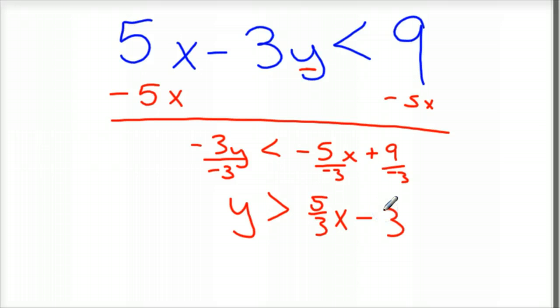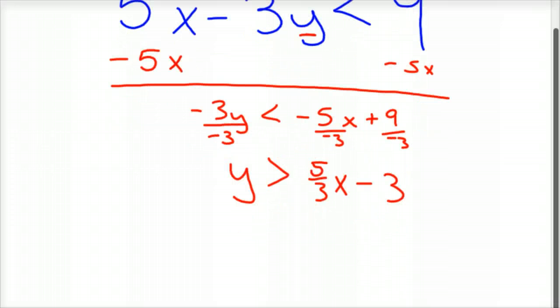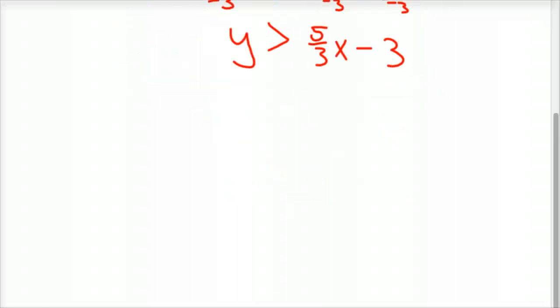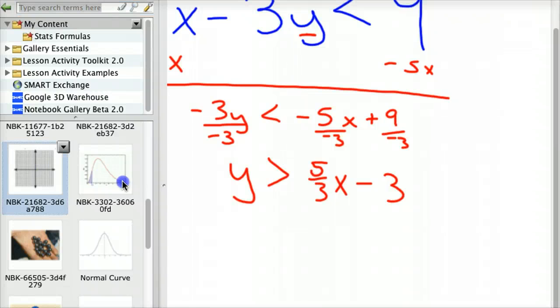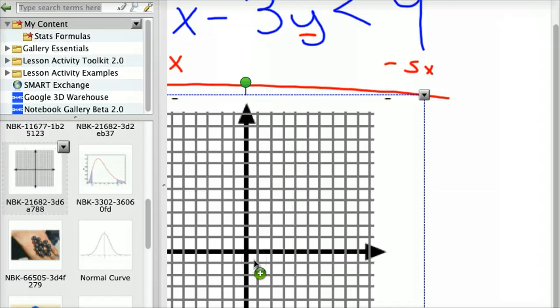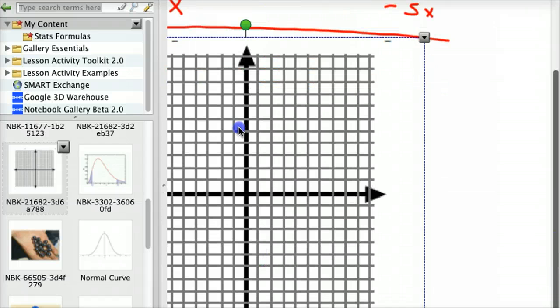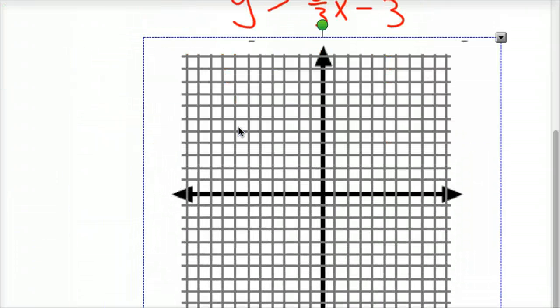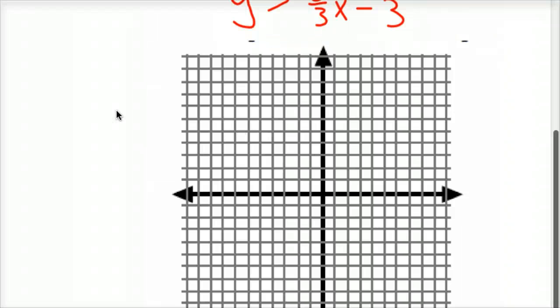Okay, so now we'll graph this. And let me pull up a graph paper. Oops, pulled it the wrong direction. There we go. We'll get it out of the way of everything. Okay, so there's my equation, there's my graph.